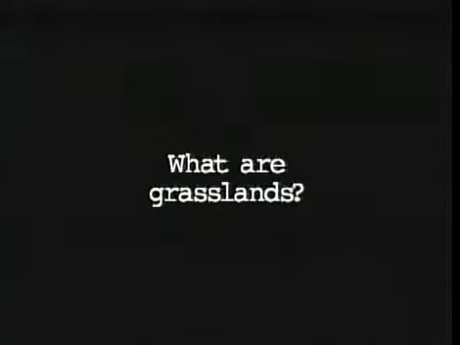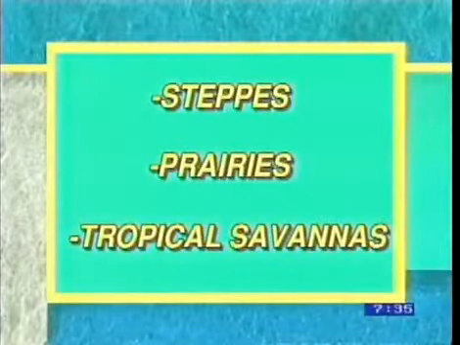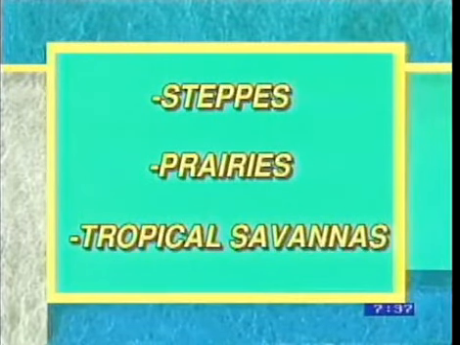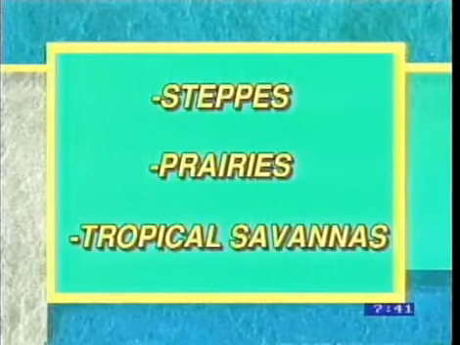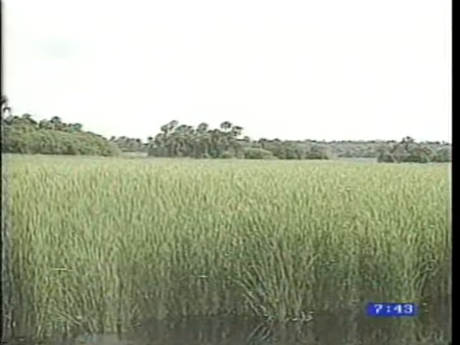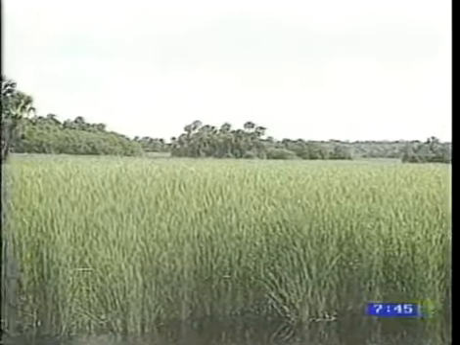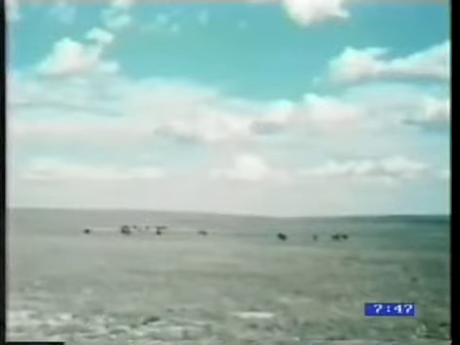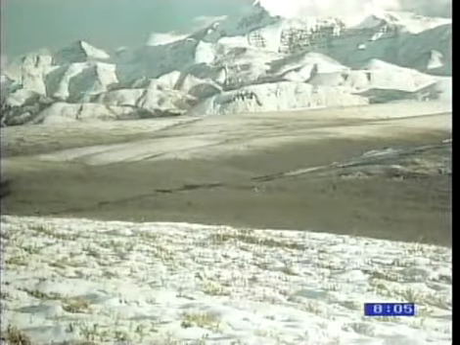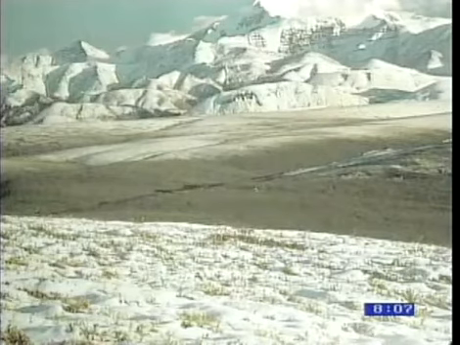What are grasslands? There are 3 main types of grasslands: steppes, prairies, and tropical savannas. All in all, there are about 8,000 species of grasses. Steppes are semi-arid grasslands with short grasses. They're found in dry areas that have hot summers and cold winters. Usually they receive 10 to 20 inches of rain a year.